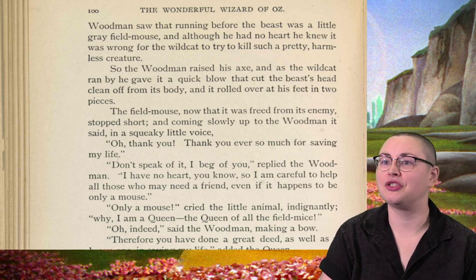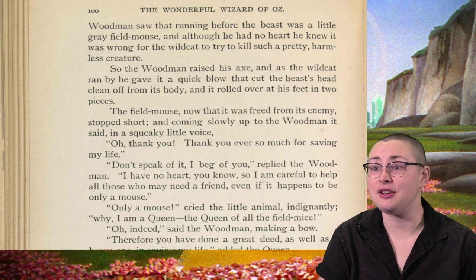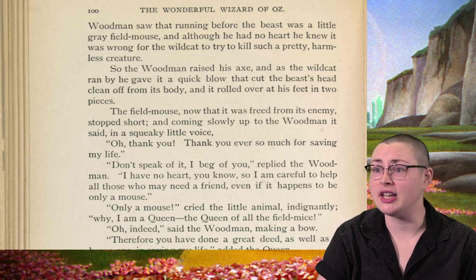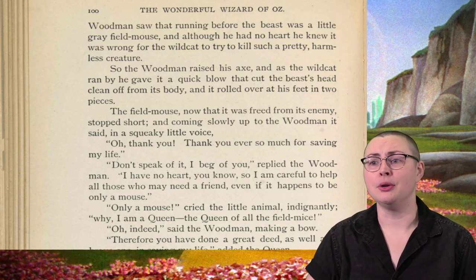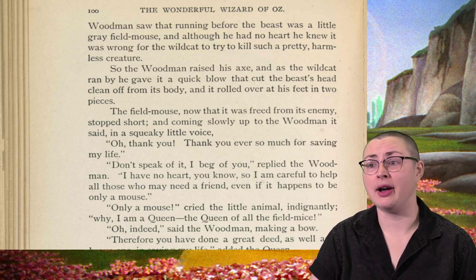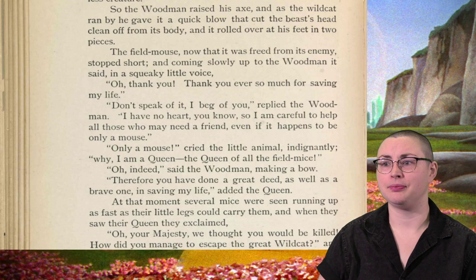The field mouse, now that it was freed from its enemy, stopped short, and coming slowly up to the woodman, it said in a squeaky little voice, "Oh, thank you! Thank you ever so much for saving my life!" "Don't speak of it, I beg you," replied the woodman. "I have no heart, you know, so I am careful to help all those who may need a friend, even if it happens to be only a mouse."